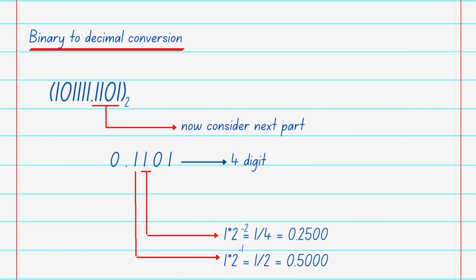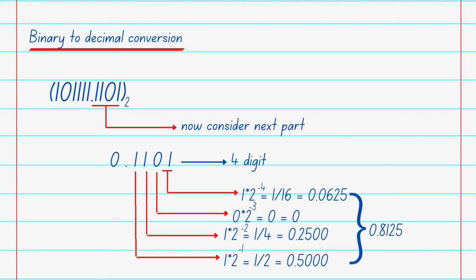Next digit is 1. We will multiply 1 into 2 raised to power minus 2, which gives the result 0.2500. Multiply the next digit 0 by 2 raised to the power minus 3, which gives the result 0. The next digit is 1. Multiply this number into 2 raised to power minus 4, which ultimately gives the result 0.0625. All those results get added and we will have in our bucket 0.8125. So our fraction 0.1101 is converted to decimal as 0.8125.